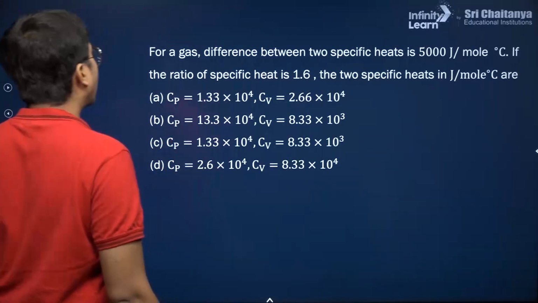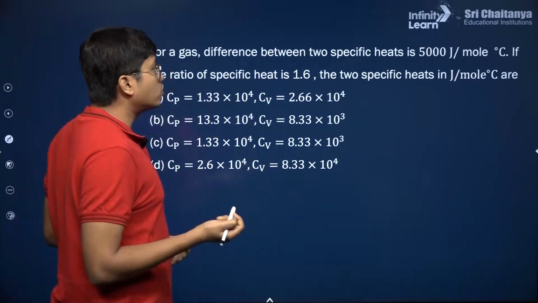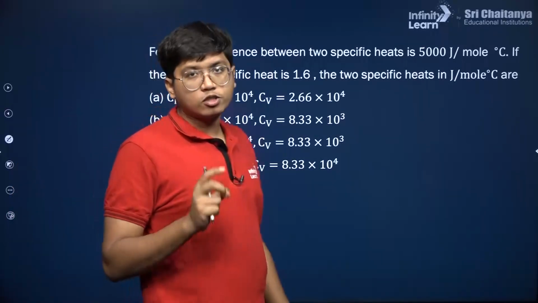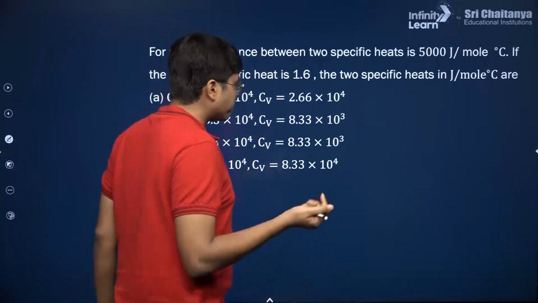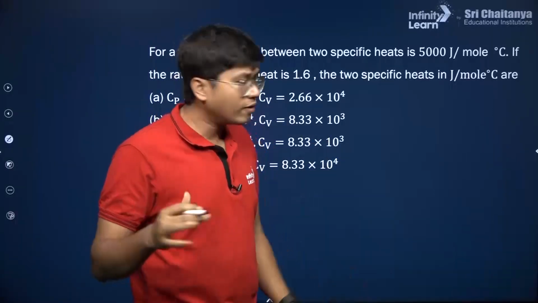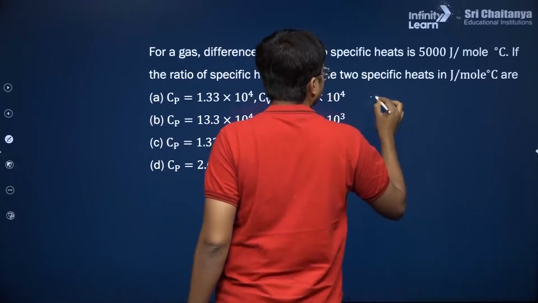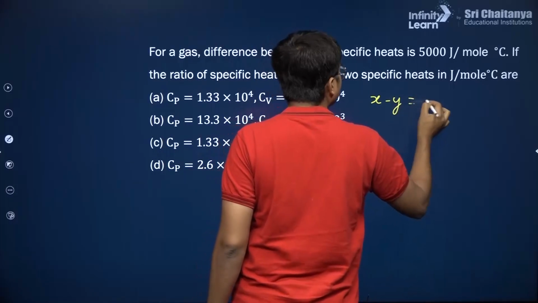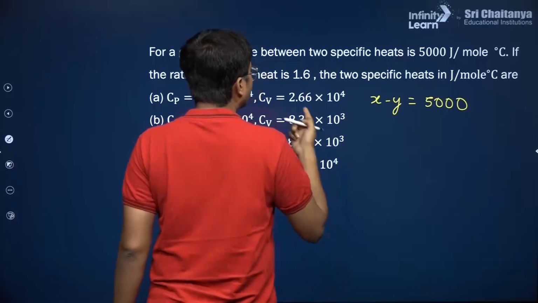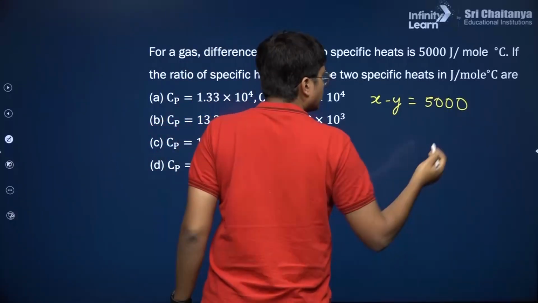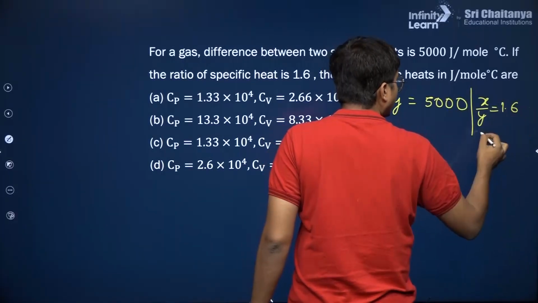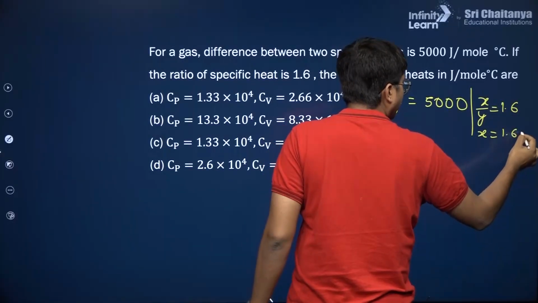Next one, it says for a gas, difference between two specific heats is 5000 joule per mole. If the ratio of specific heat is 1.6, the two specific heats in joule per mole per degree Celsius is going to be. You don't even have to think of this as Cp and Cv. Even if you take it as normal variables, it will work. Because over here, we essentially have x minus y is equal to 5000. And I also know that x by y is equal to 1.6, or x is equal to 1.6y.